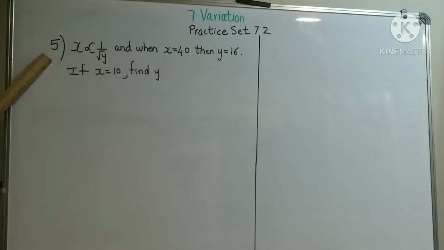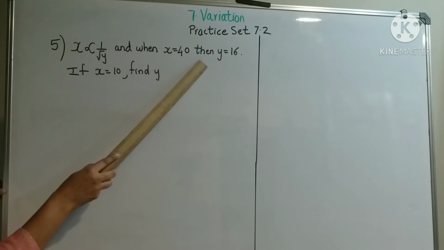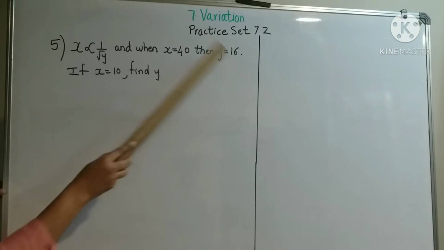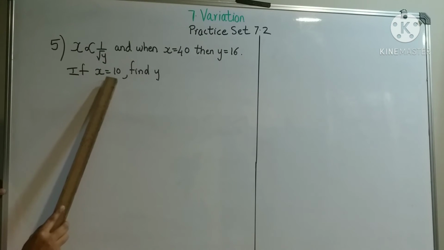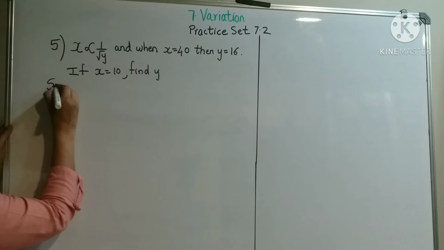Question number 5. X varies inversely as square root of y, and when x is equal to 40, then y is equal to 16. If x is equal to 10, find y. Let us solve the sum. Solution.